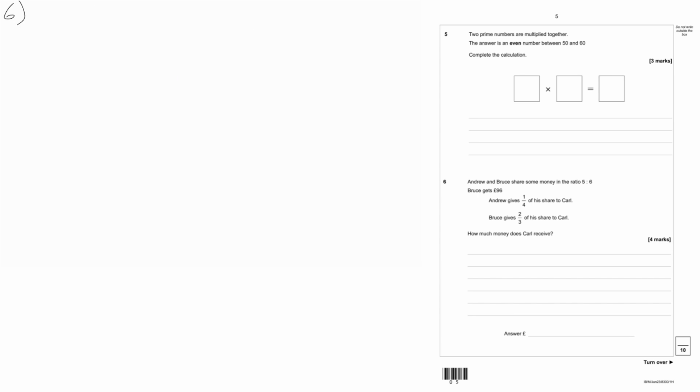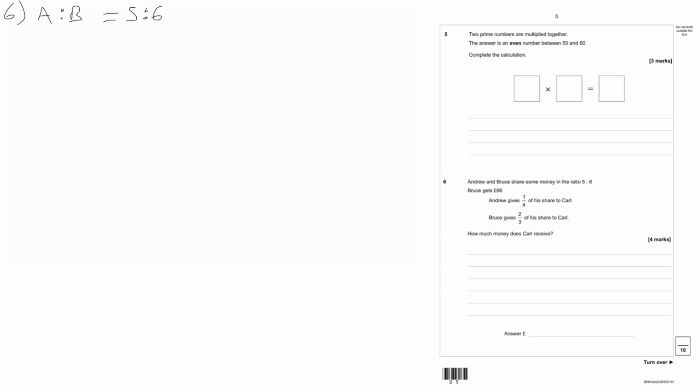Moving on to question 6. We're told Andrew and Bruce share some money in the ratio 5 to 6. I'm not going to read all this out, but I'm just going to start writing. So we've got the ratio A to B. I'm just using A, B, and C for Andrew, Bruce, and Carl. So A to B is 5 to 6.